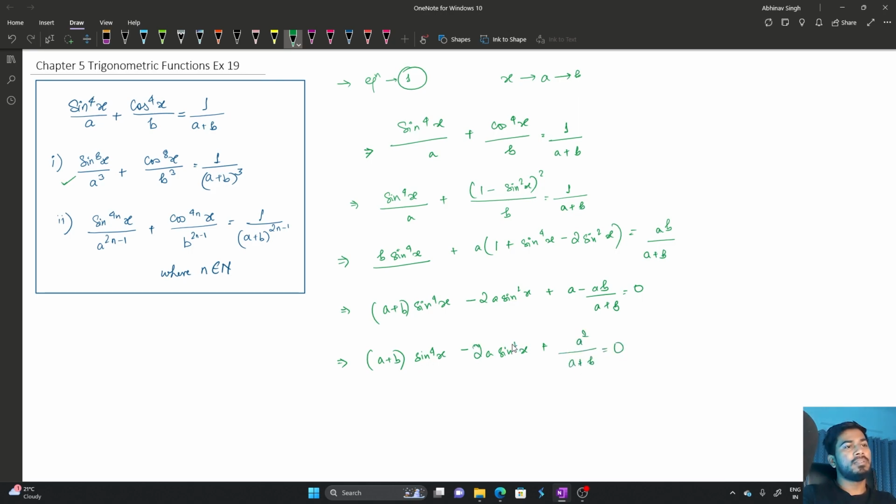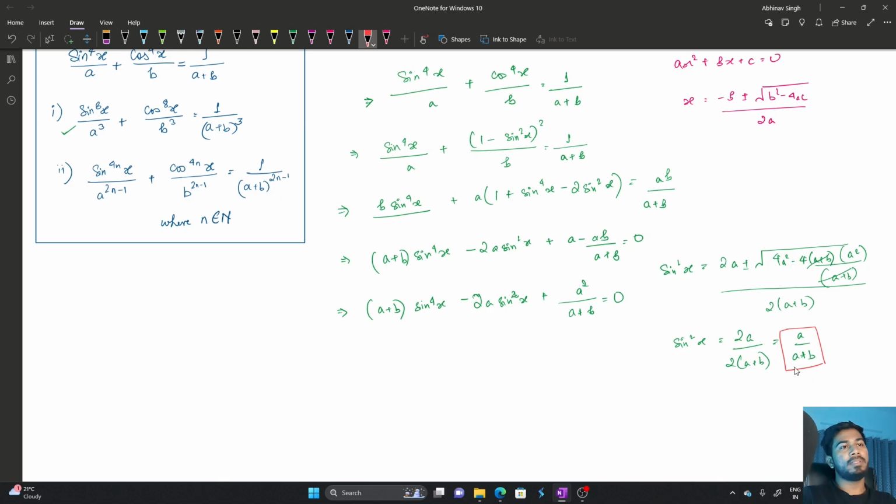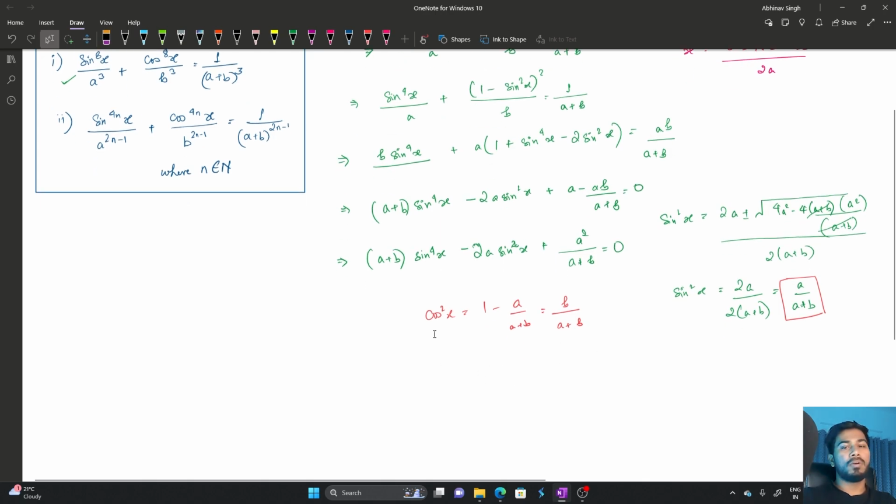Here we can see that this is a quadratic equation in terms of sin square x. So we will try to get the value of sin square x. We get the value of sin square x as a upon a plus b. So we can get cos square x, which will be b upon a plus b. Now we will quickly substitute sin square x and cos square x values. Let's say we are going to prove for the second equation.